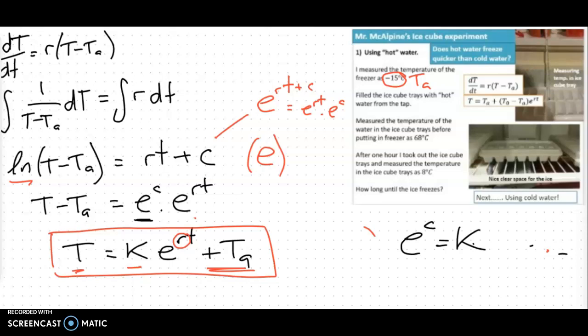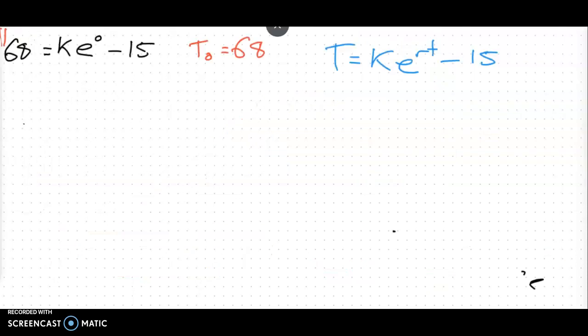And then we've got to think about how we're going to figure out k and how we're going to figure out r. What's the information we know? Well, it started at 68 degrees. So we know the initial temperature: when time is equal to 0, it's 68. That's going to help us. And then we know 1 hour later. So let's use time in hours. When time is equal to 1, the temperature is 8 degrees. So we know that as well.